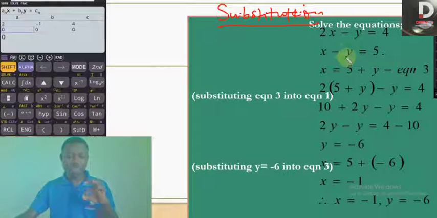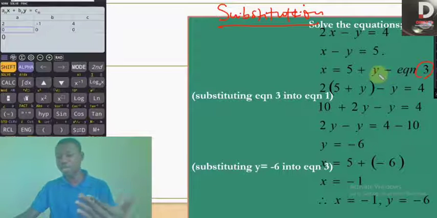Make one of the variables the subject of your choice. That becomes equation 3. We label it as equation 3. Put that equation 3 into the other equation. A variable will come out. And this is changing your subject, which we have learned. So if you want a video on change of subject, this will not be an issue to you.